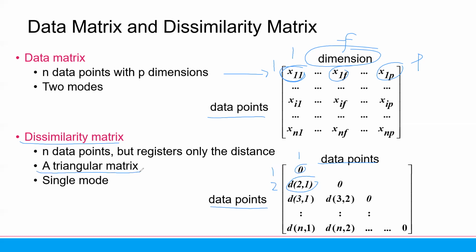Most probably we will have a triangular matrix. And yeah, it is a single mode rather than two modes. Two modes means like 2 dimensions of matrix. So this is the x11. It means this is the row and the column, and they are different. But for this one, the row and the column are the same. So we call this a single mode.